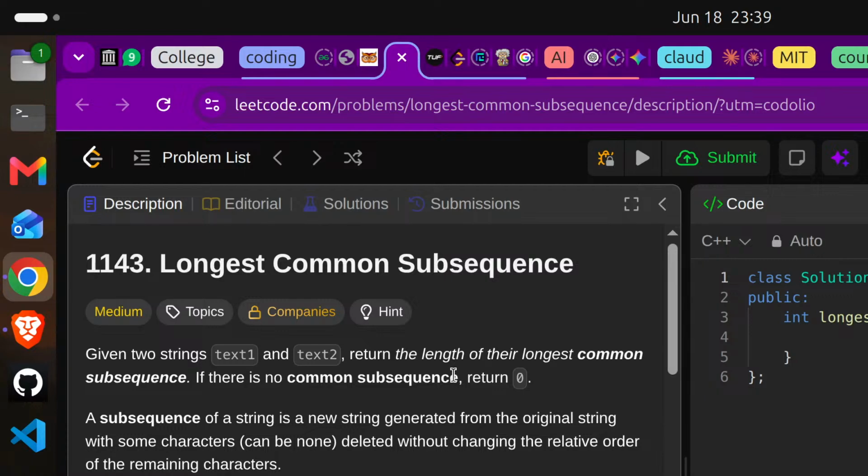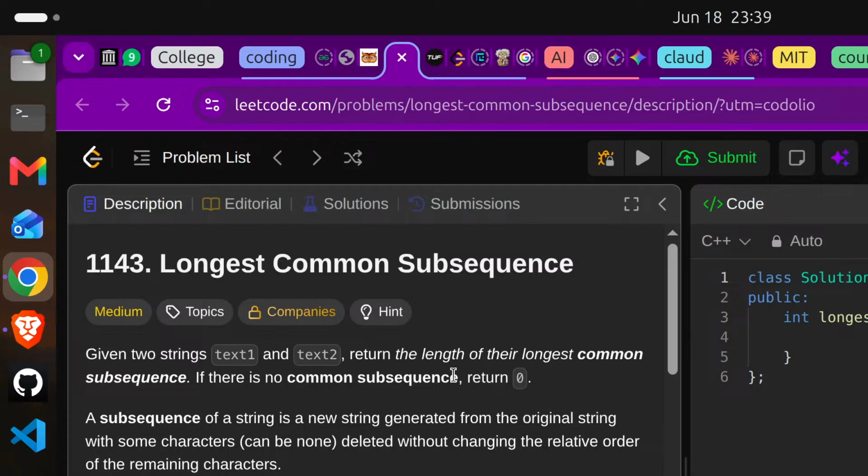Alright guys, let's do this question. What is this question? Longest common subsequence, right? Okay. How can we do this? So given two strings, text1 and text2, we have to return the length of their longest common subsequence. If there is no common subsequence, return 0. Longest common subsequence, okay.